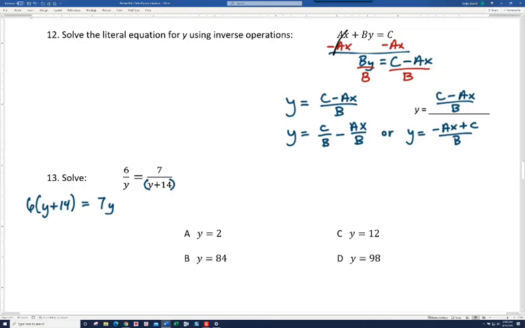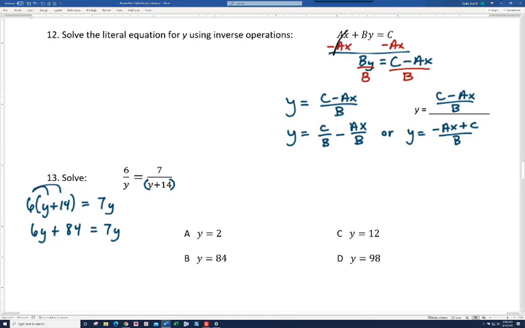All right, so now we can solve this equation. Notice we have some simplifying to do. We're going to distribute on the left. We'll get 6 times y is 6y, and 6 times 14 is 84. And on the other side, we just have 7y. Now, we've simplified everything that we could.